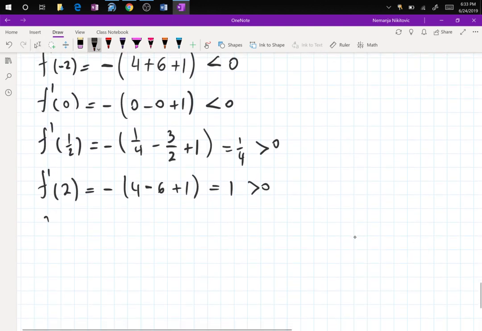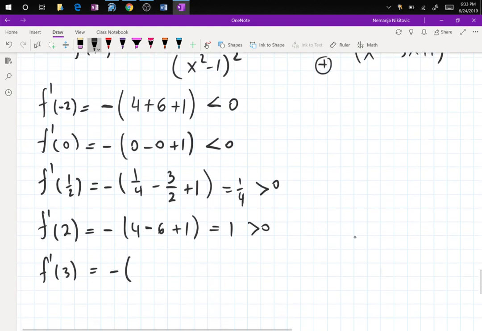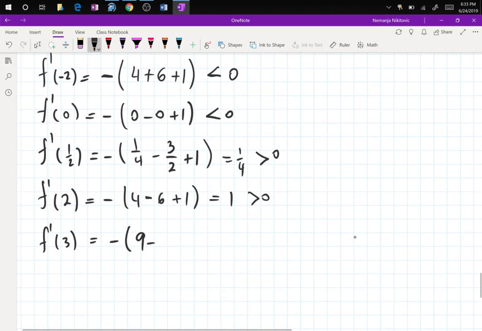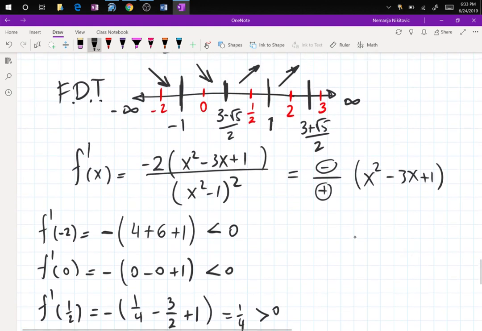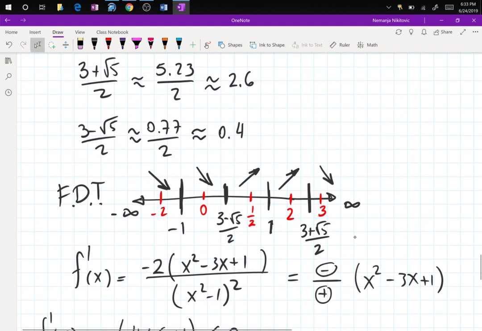And finally, f prime of 3. Negative. I have 3 squared. That's 9 minus 9 plus 1. The whole thing will be negative 1, less than 0. And I have a decrease. So what we found is that there is a minimum at the negative root 5 and a maximum at the positive root 5.